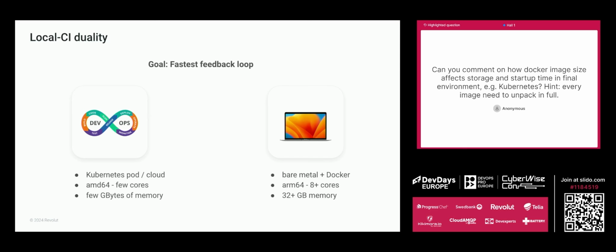Last but not least, what I call local-CI duality. I think that for us developers, the most important thing should be to have the fastest feedback loop possible. But the problem here is that our code and our tests are running in different places. They are running as part of the DevOps pipeline, and they are running on the bare-metal laptop. And these days, these laptops are much faster than the machine that you are using to build your application in the CI. So it's also a different architecture and a different platform.